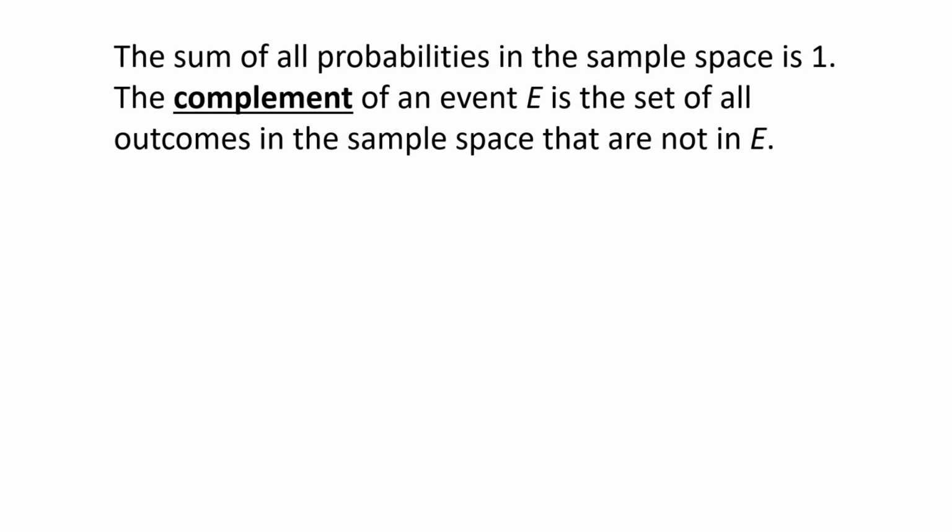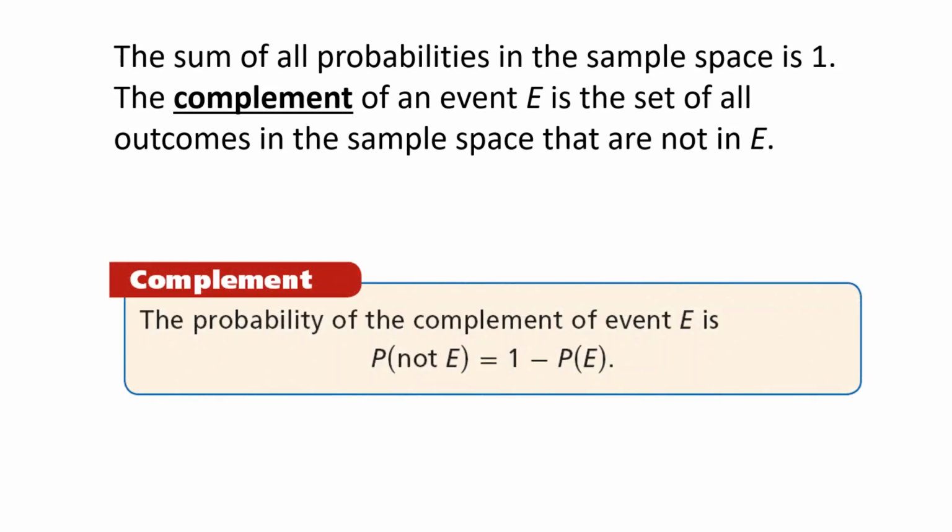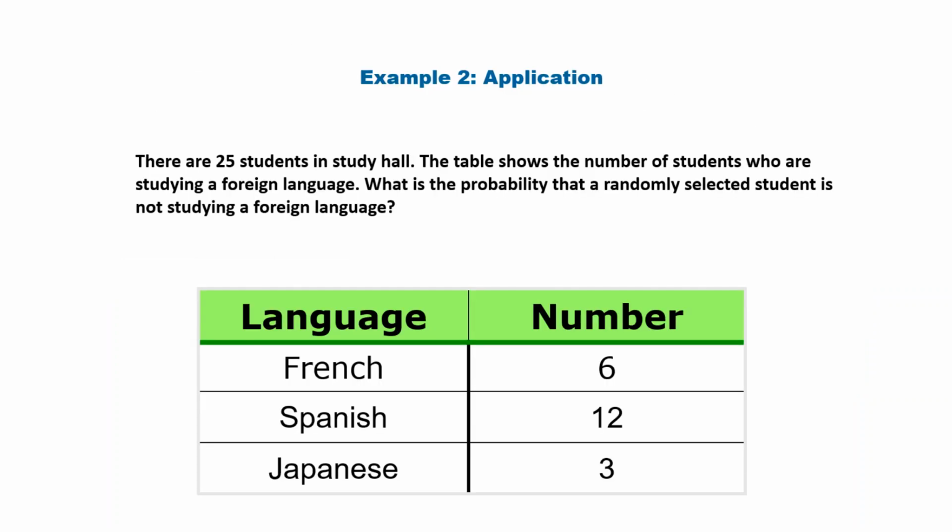All right, so the sum of all probabilities in the sample space is 1. The complement of an event E is the set of all outcomes in the sample space that are not in E. Okay, so let's see what that really means. The probability of the complement of event E, the probability of not E, equals 1 minus the probability of E. So let's see what this means.